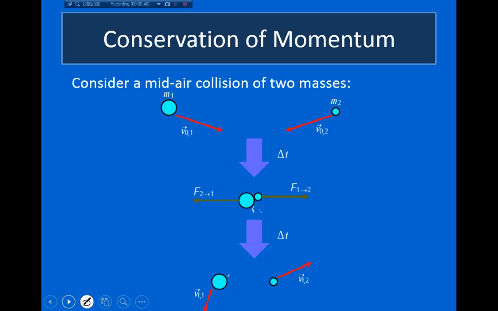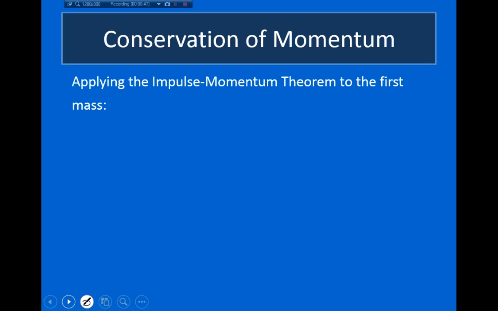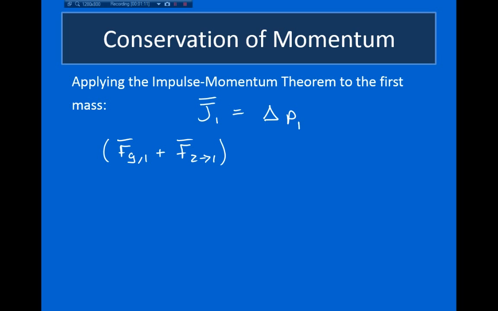So what I'd like to do is apply the impulse momentum theorem to mass 1 and mass 2. The impulse momentum theorem, remember, says that the impulse is equal to the change in the momentum. So the impulse that's exerted on mass 1 is equal to, remember, impulse is force times delta t. The forces exerted on mass 1 are the force due to gravity exerted on mass 1 plus the force that mass 2 exerted on mass 1. So we take the sum of those forces and multiply it by delta t to find the impulse that was exerted on mass 1. And this has to equal the change in momentum of mass 1.